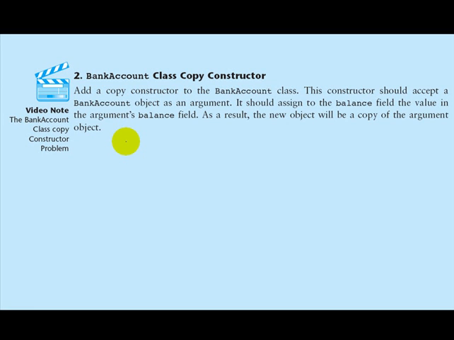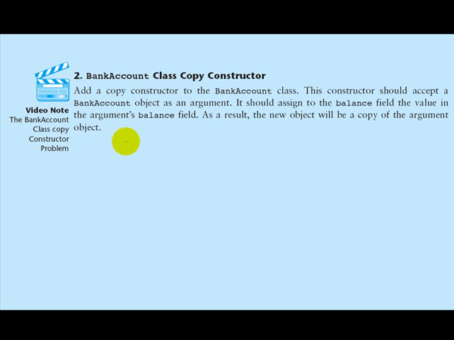You'll also recall that a copy constructor is simply a constructor that accepts as an argument an object of the same class type, and it simply creates an object that is a copy of the object that was passed as an argument. So when you're finished with this programming problem, the bank account class should have a copy constructor that allows you to create a bank account object that is a copy of another bank account object.